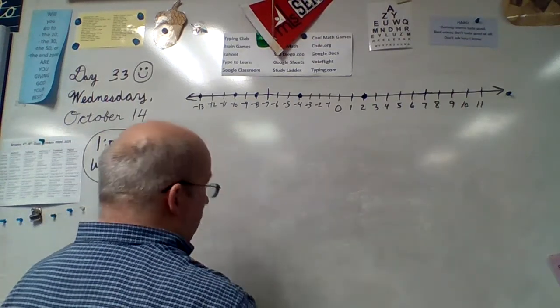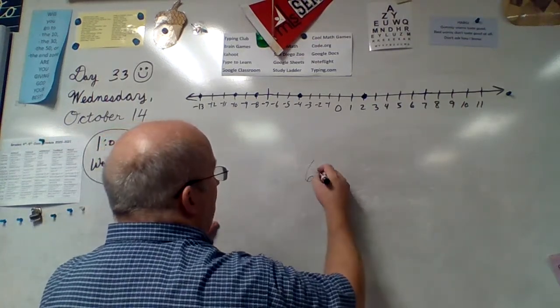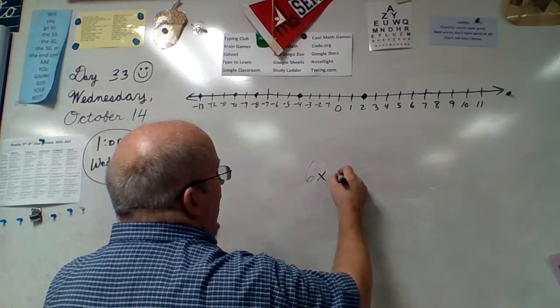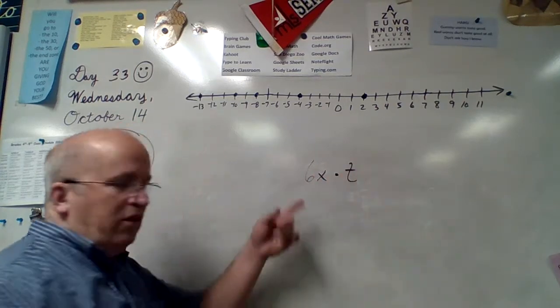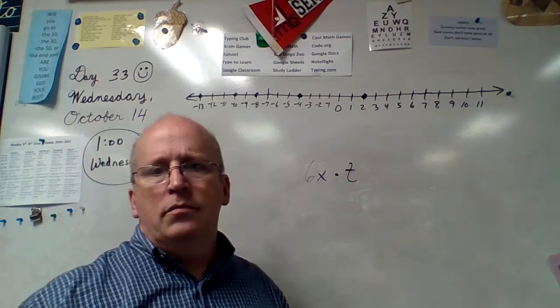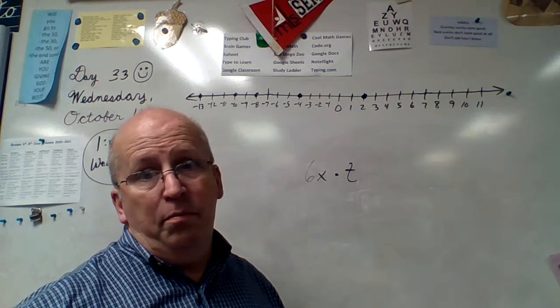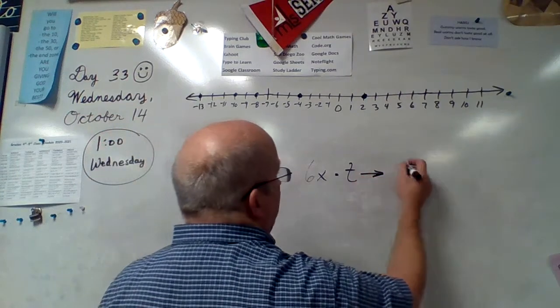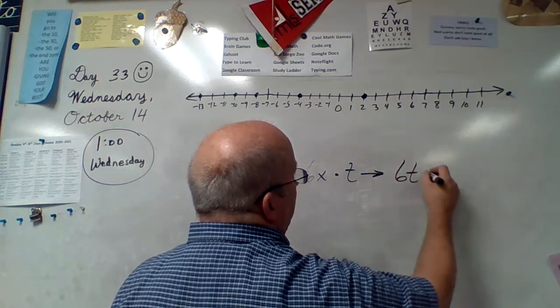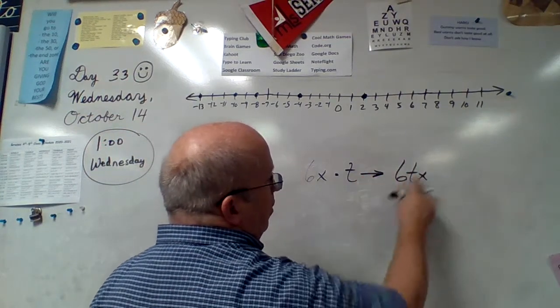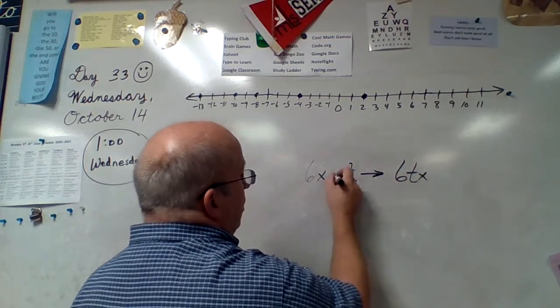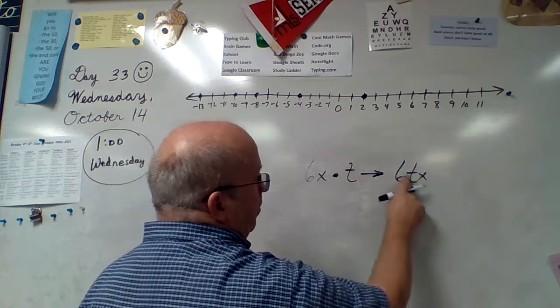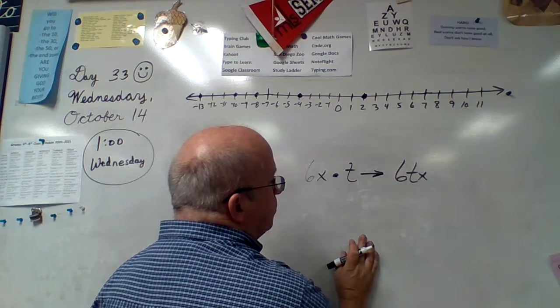So if I write the following on the board, 6 times x times t, do you think that's a monomial? It is. There's no adding sign, there's no subtracting sign. We could also write this as 6 times the quantity of t times x, right? And bring it all together. That multiplication sign can be written like this.